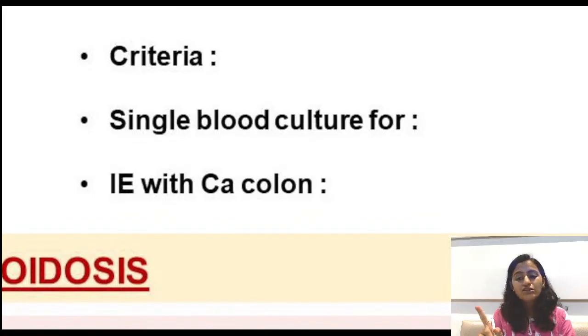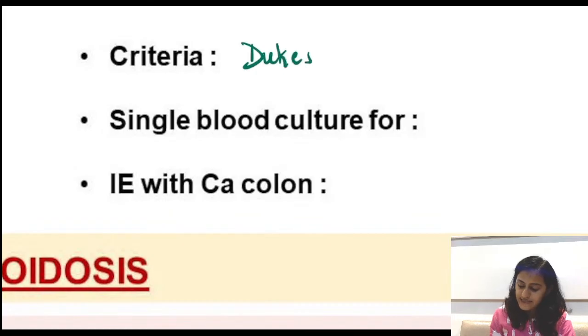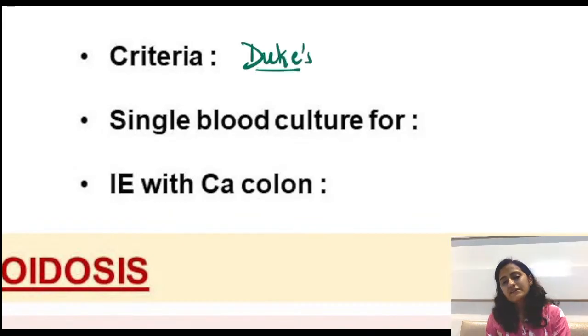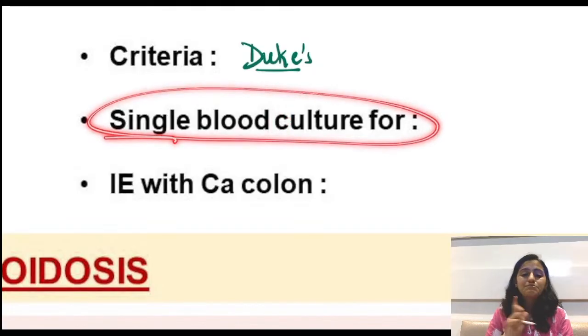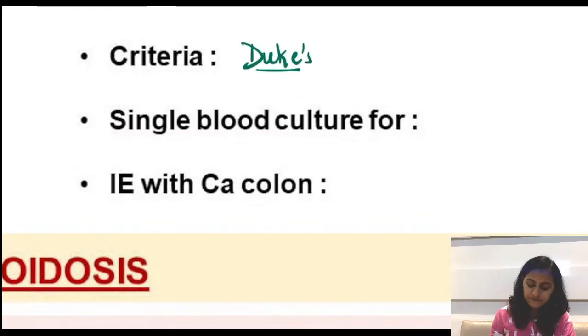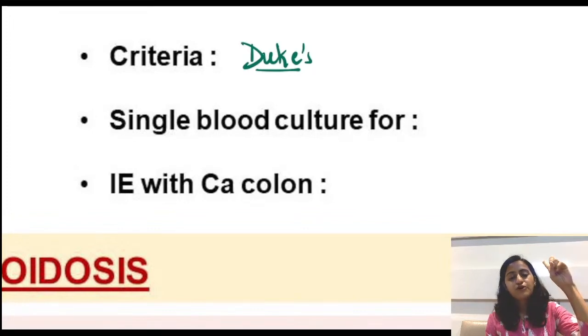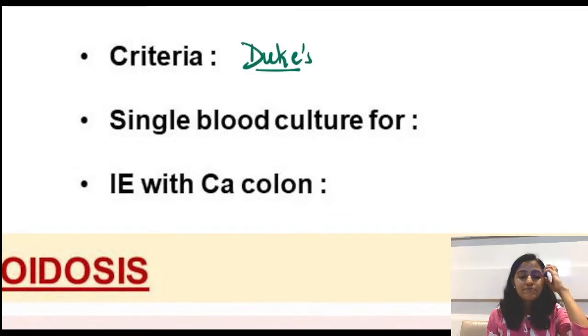What is the name of the criteria that we use for diagnosis of infective endocarditis? Not the Jones criteria. Jones criteria is for rheumatic. Duke's criteria is for infective endocarditis. For which organism in the Duke's criteria is a single blood culture also enough? Tell me that. It is not Jones. Jones is for rheumatic, Duke's is for infective endocarditis. Single blood culture is for which organism?